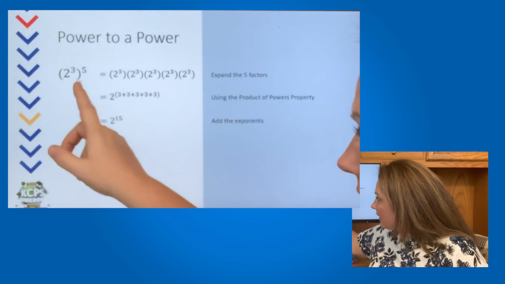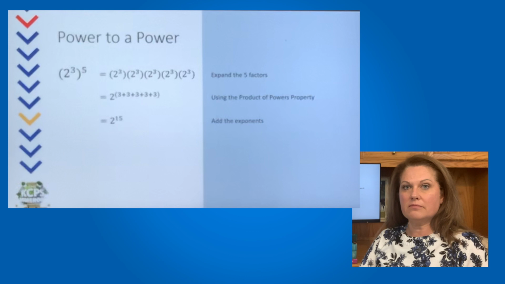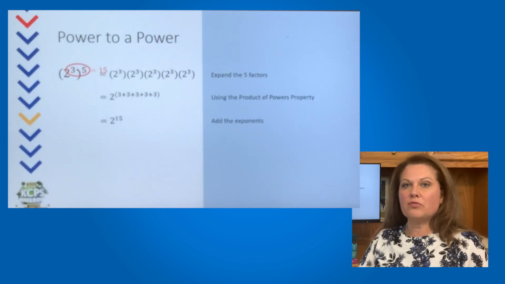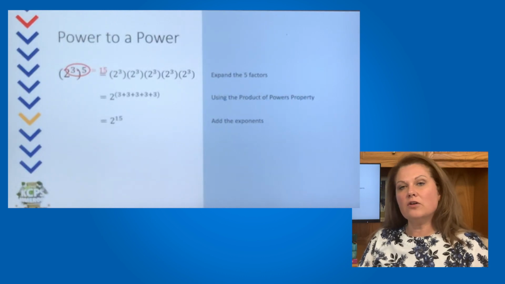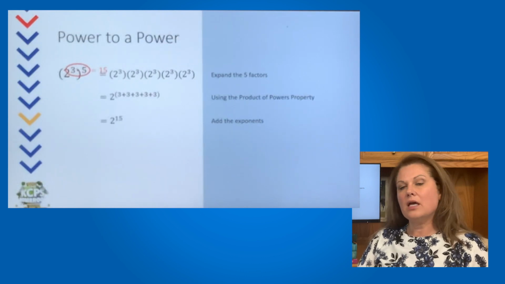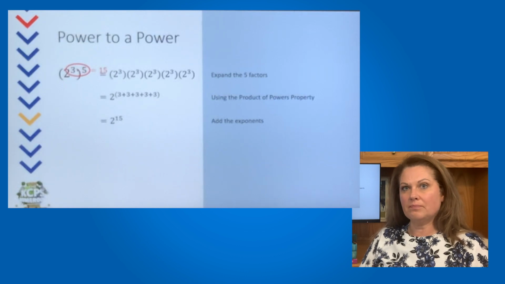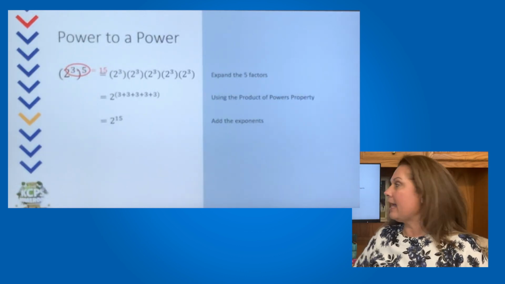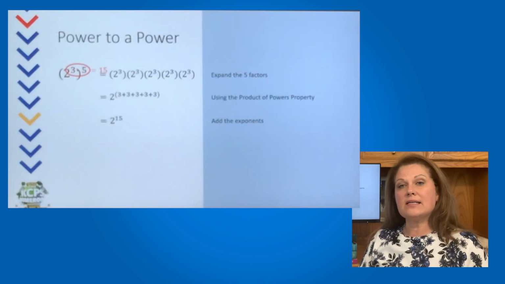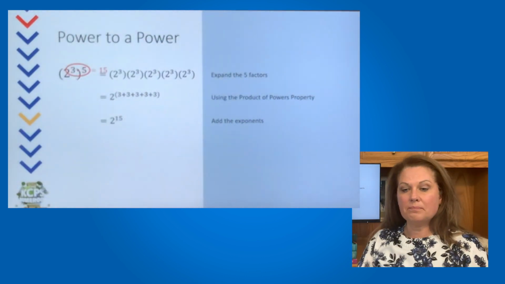If you look back at our original expression, is there another way you could get 15? If you said yes, and you noticed that 3 times 5 is 15, you have figured out how to use the power to a power property. The power to a power property says if we have a power to another power and it has the same base, which in this case it does, we simply multiply our exponents to get our simplified form.